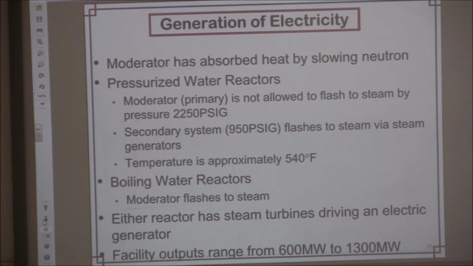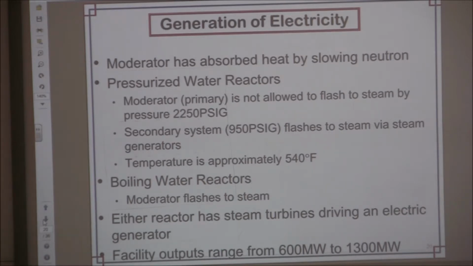So how do we generate electricity? In the case of a PWR, the moderator, which is slowing down those neutrons, is called the primary. That's actually coming into contact with the reactor vessel and the fuel. It's at such a high pressure that even though it's at 560 or 570 degrees Fahrenheit, it does not flash to steam because it's at over 2,000 pounds pressure. Then we go to a steam generator or a heat exchanger, and we have a primary and a secondary side. So that isolates the primary and the secondary.